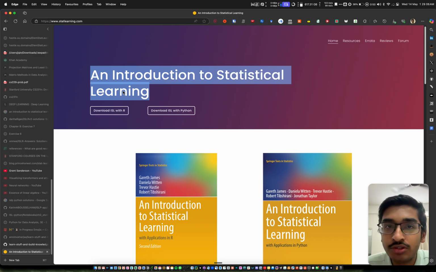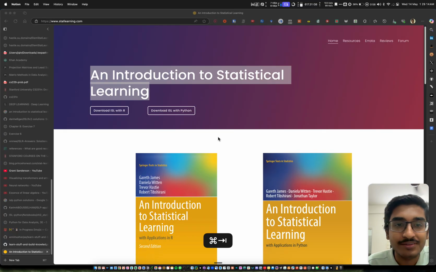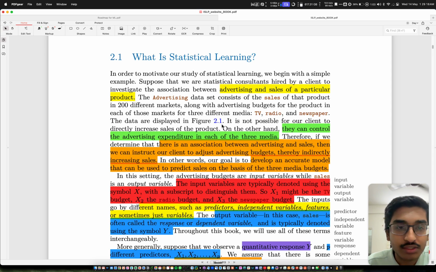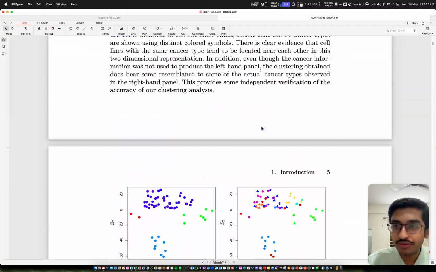This is not a substitute for actually reading the book. I recommend you read the book, but yeah, let's just dive right in. I have the book open here, and we're essentially going to do chapter 2.